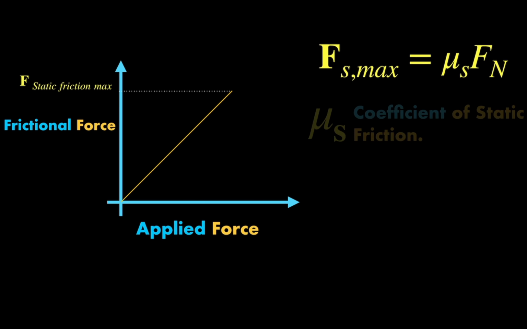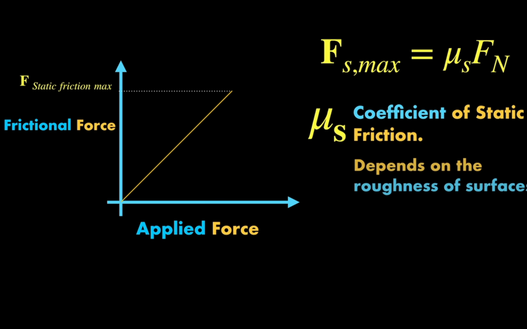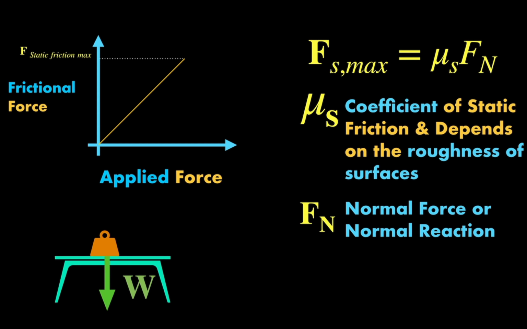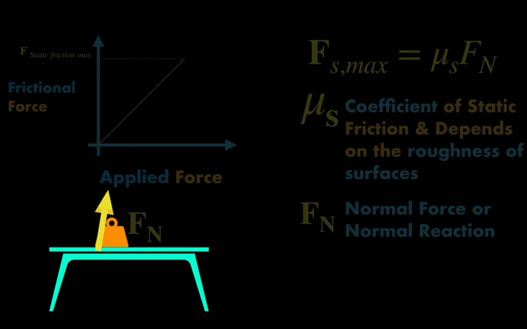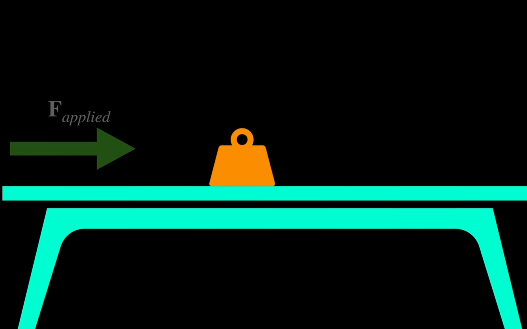Mu s is known as the coefficient of static friction, and it represents the roughness of the two surfaces in contact. Fn, on the other hand, is the normal force or normal reaction. In our case, Fn is the force which balances the weight. So far we have been in the domain of static friction, that is, the object is at rest. Now let's increase the force by such an amount that the object is forced to move.